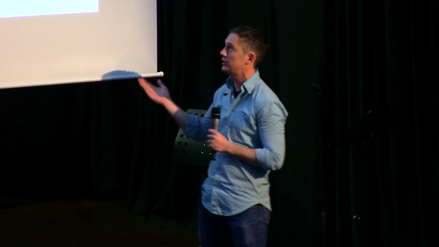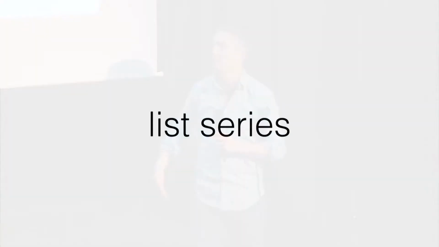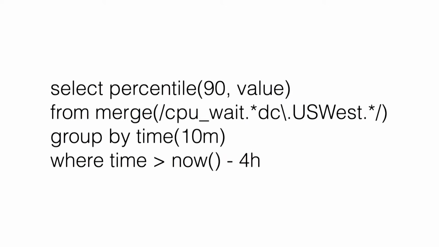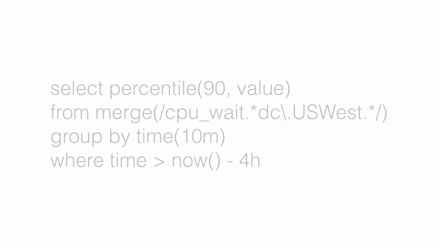So this is a command we have in the query language. You can say list series. It'll just output a list of all the names that you're tracking in InfluxDB. You can add a regex to that. So in this example, as part of the series name, we have the data center that it's running in. So if we want to do a query where we say, OK, let's look at the 90th percentile of CPU wait across all the hosts in the US West data center, we're doing a merge on that for the last 4 hours in buckets.